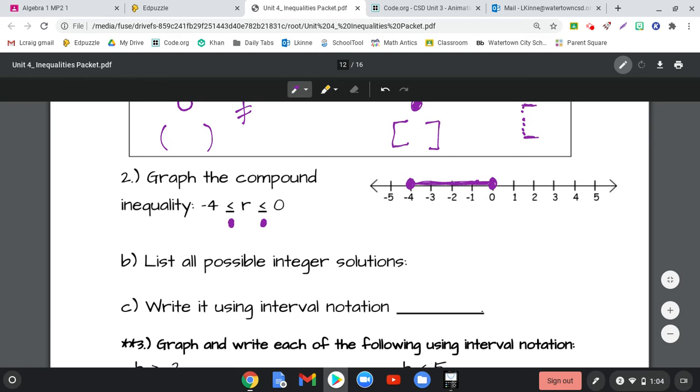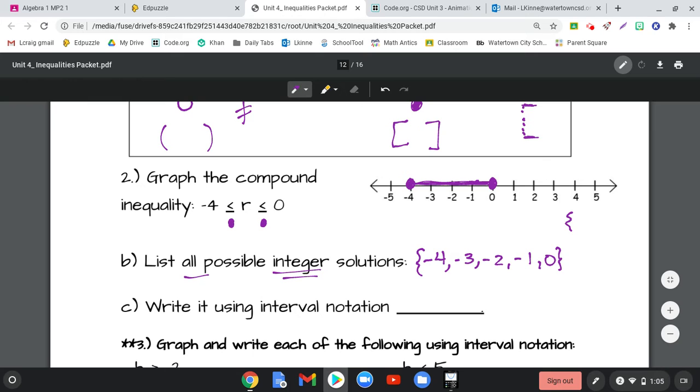So it says list all the possible integer solutions. Again, we typically put them in brackets. If you want, just make a little squiggly line if you have trouble with the brackets. So -4 is an integer that's included. -3, -2, -1, and 0 is included because it's shaded in.